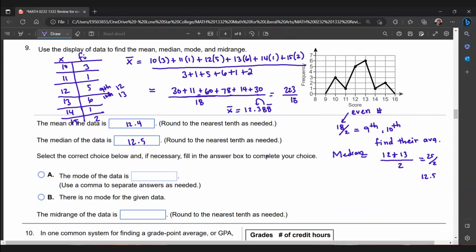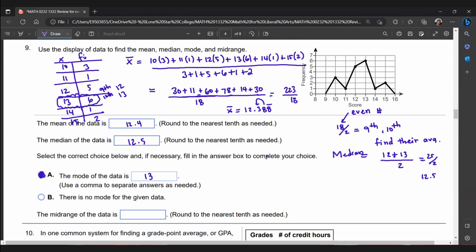The mode. Well, by inspection we see that the data item that occurs the most is the 13. There's only one of those, so there's no need to separate it with a comma. And so the answer here is A.